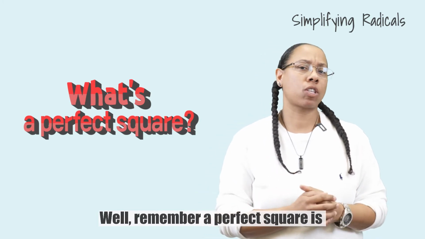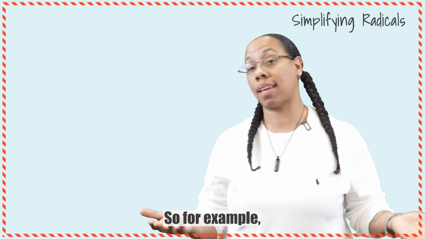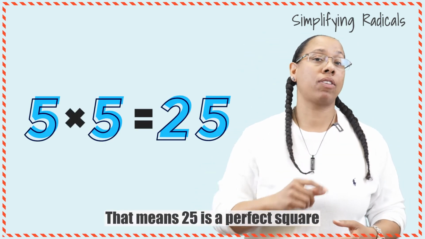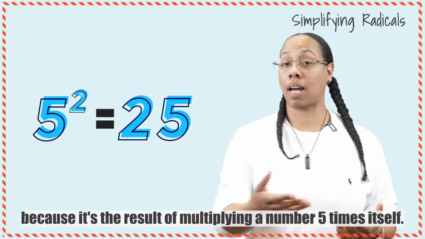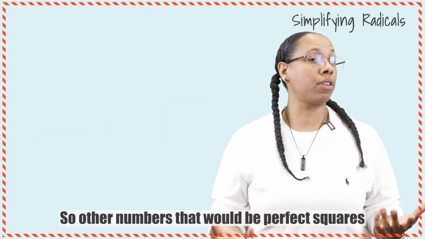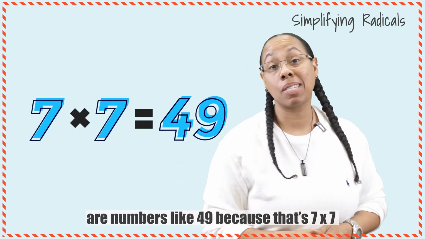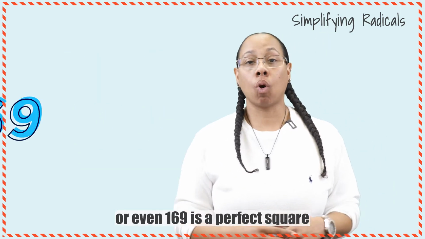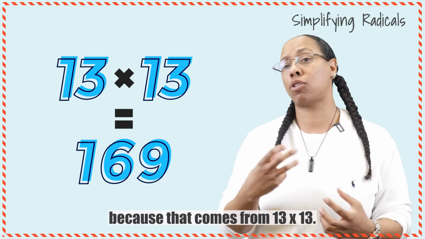Well, remember, a perfect square is the result of multiplying a number by itself. So for example, 5 times 5 is 25. That means that 25 is a perfect square because it's the result of multiplying the number 5 times itself. So other numbers that would be perfect squares are numbers like 49 because that's 7 times 7, or 100 because that's 10 times 10, or even 169 is a perfect square because that comes from 13 times 13.